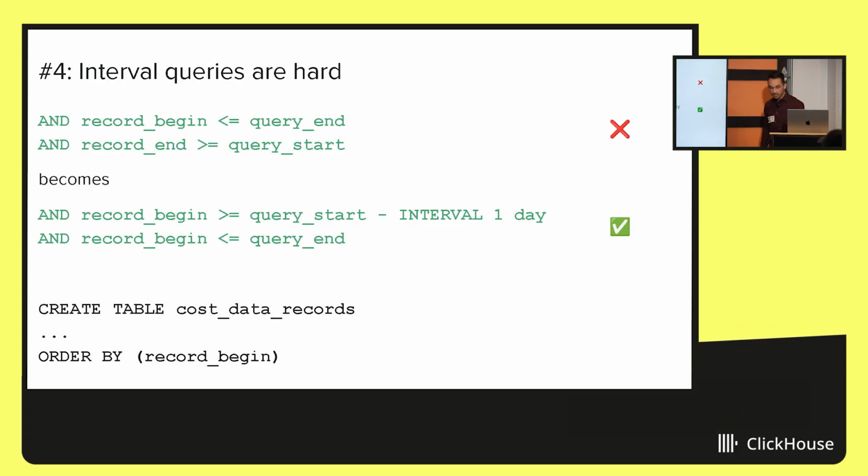So this is how it was before. We're looking at both the record begin and the record end. And now we're looking at only the record begin. And we know that the record end is always going to be 1 day before the record begin. And so this makes our order by place data locally next to each other that is going to be accessed.